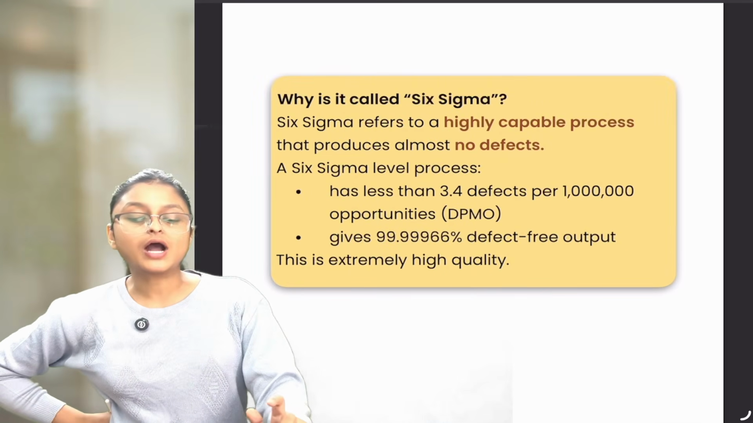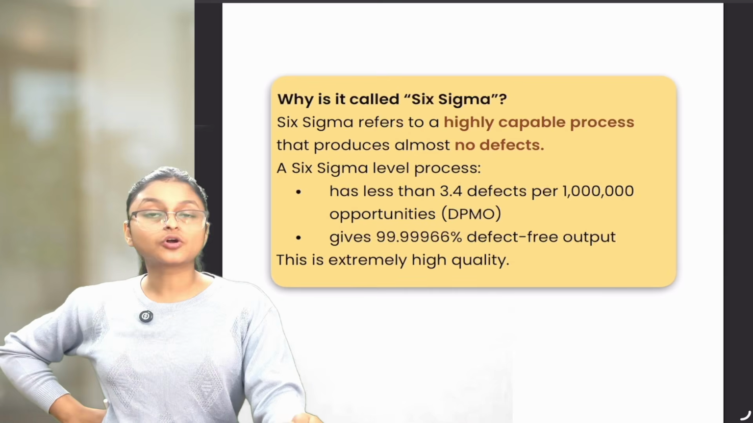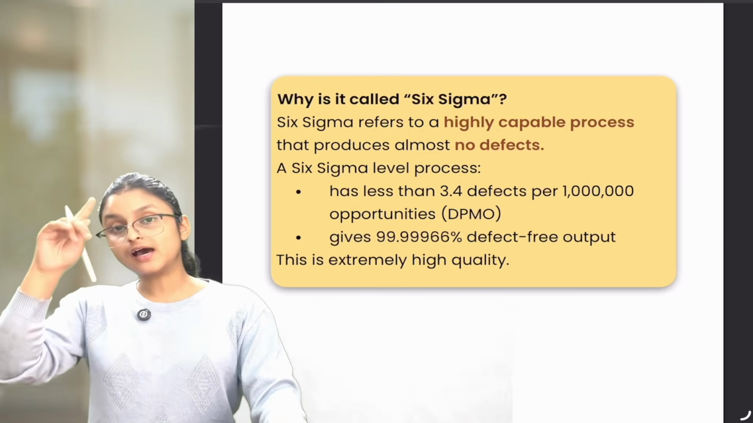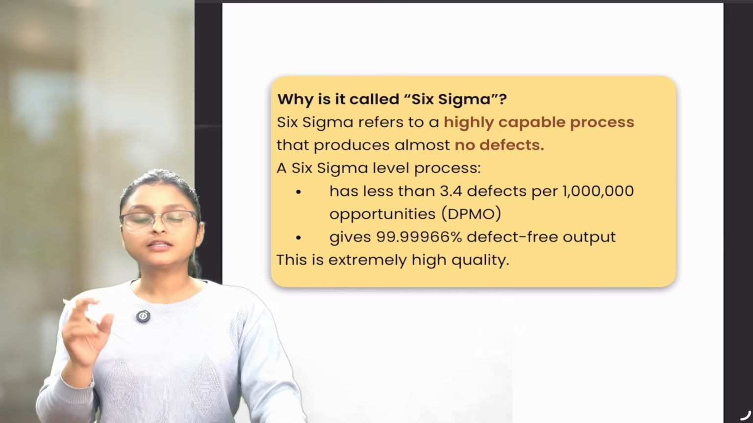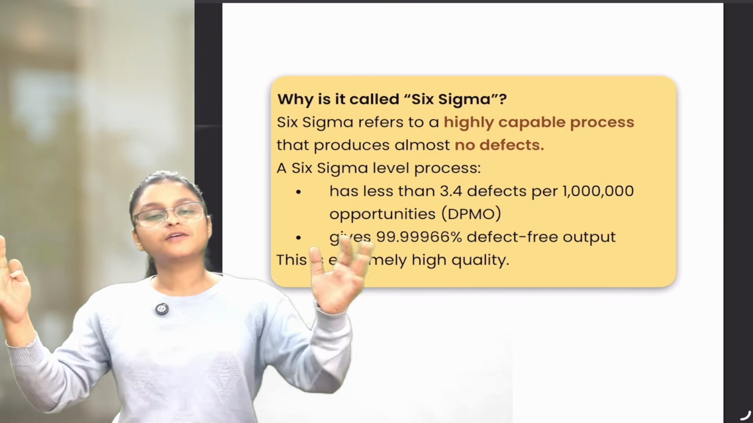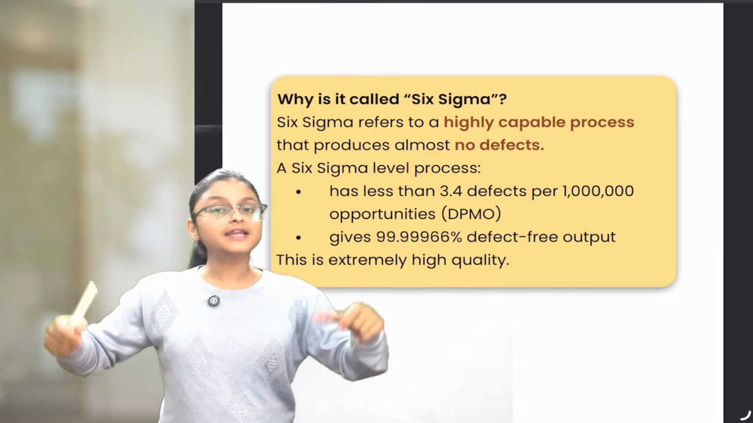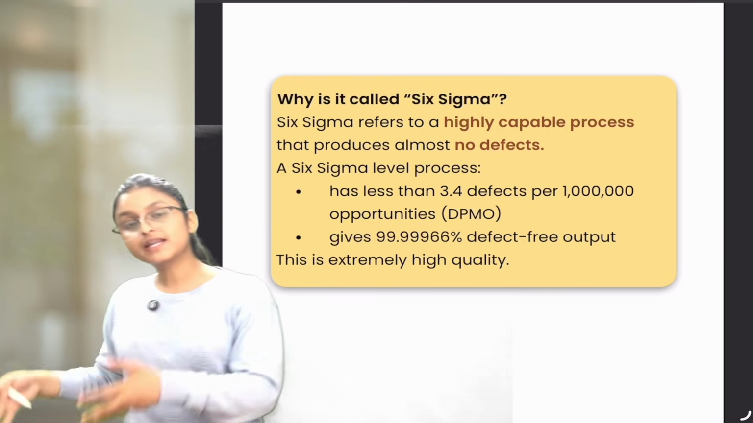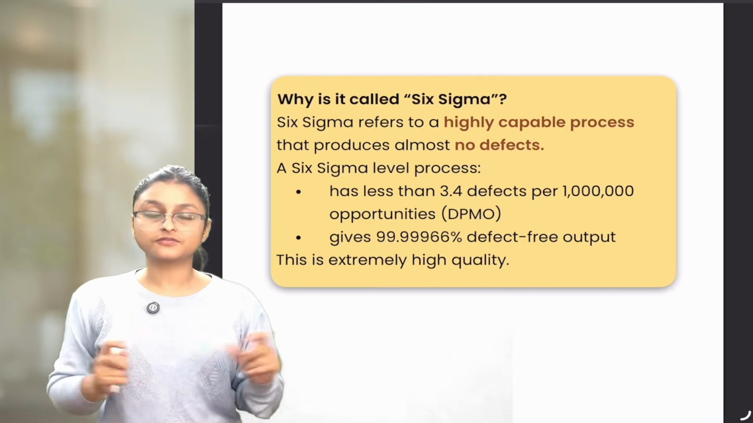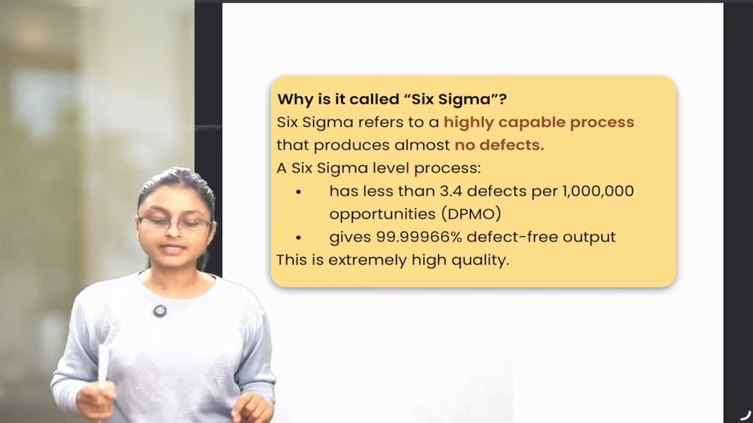Next, why is it called Six Sigma? Six Sigma refers to a highly capable process that produces almost no defects. We can also tell our reason, which we understood earlier, that this is called Six Sigma because we are able to cover up to Six Sigma inside our specification limit on the right side and on the left side of the mean, and that is why we are calling it Six Sigma.